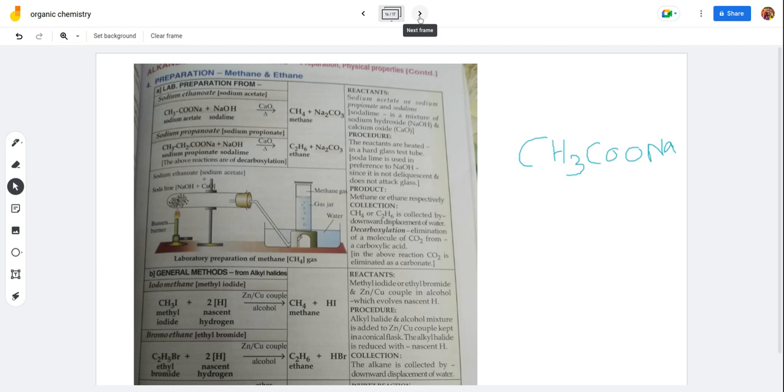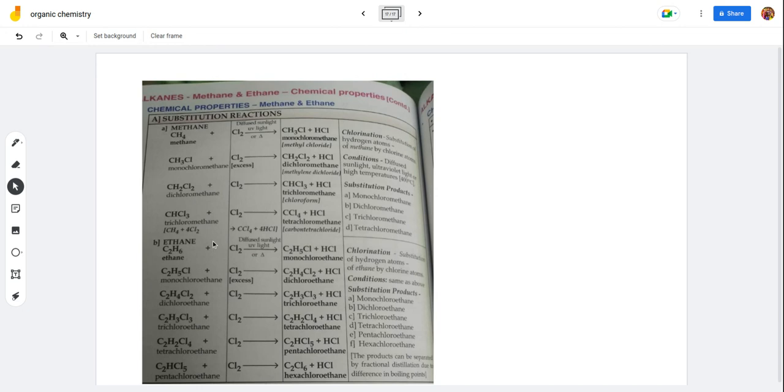Now we'll move on to the properties. In the properties, you have to know the substitution reaction. Of course you have to know the oxidation also. Now first we will see the substitution reaction. In this case, we can see methane. Let me write methane. The important thing you have to know is that the condition is diffuse sunlight or ultraviolet light, or the temperature is 400 degrees Celsius.